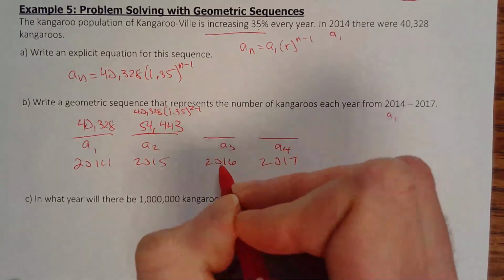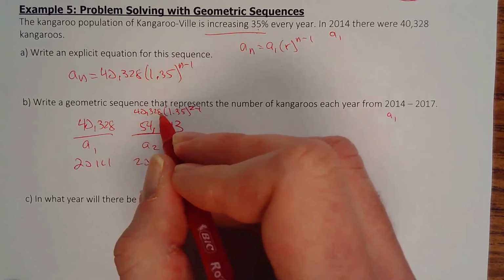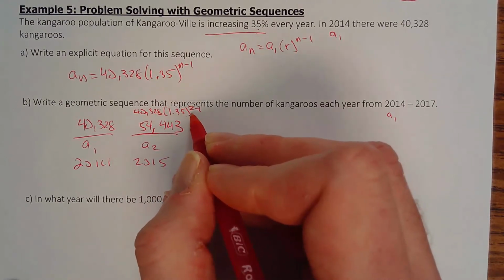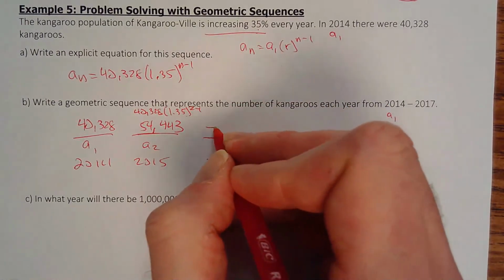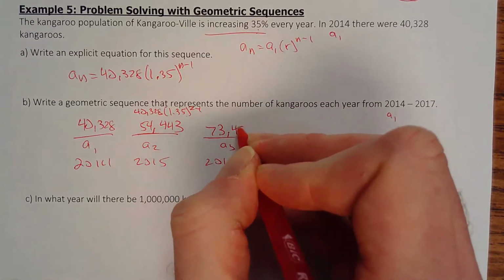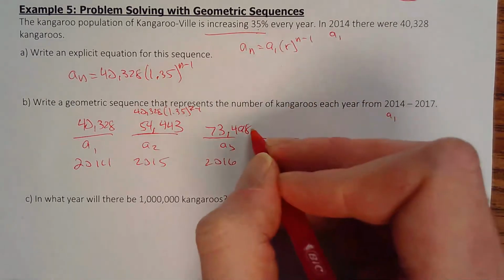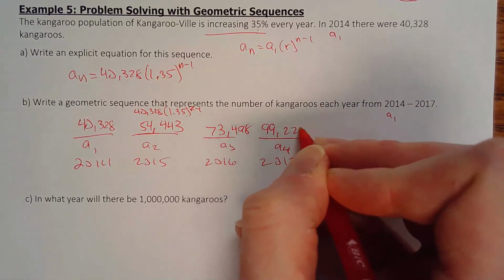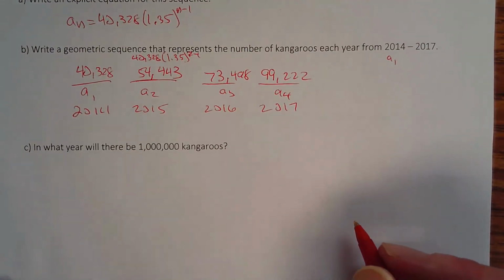54,443. On this one, I'll plug a 3 up here, so I'm going to end up squaring it. So it would be 4328 times 1.35 to the second power, because it's a 3, so subtract 1 from it, and that gives me 73,498. Plug in a 4, which means I'm going to be cubing it, and it'd be 99,222. In what year will it be 1 million kangaroos?